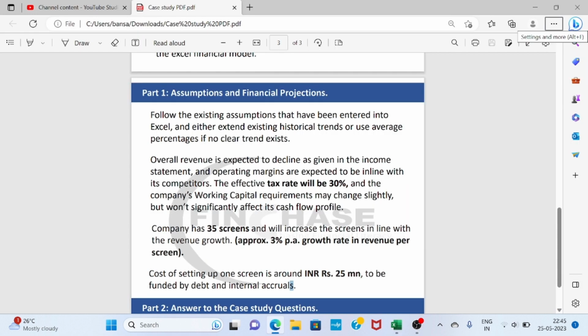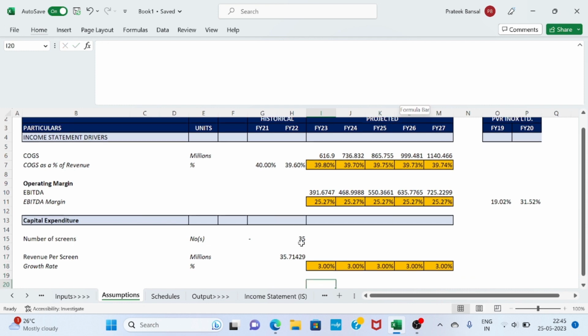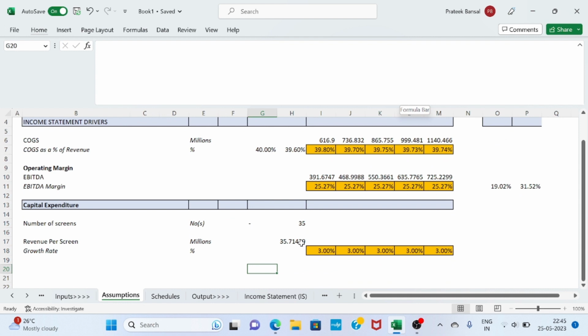We have the growth rate, that is 3% per annum in the revenue per screen. So our growth rate is 3% here. Now, if I calculate revenue per screen for the future years, how am I going to calculate that? First of all, let me help you understand the formula that I will be using in calculating revenue per screen. So if I ask, how do we calculate growth rate?